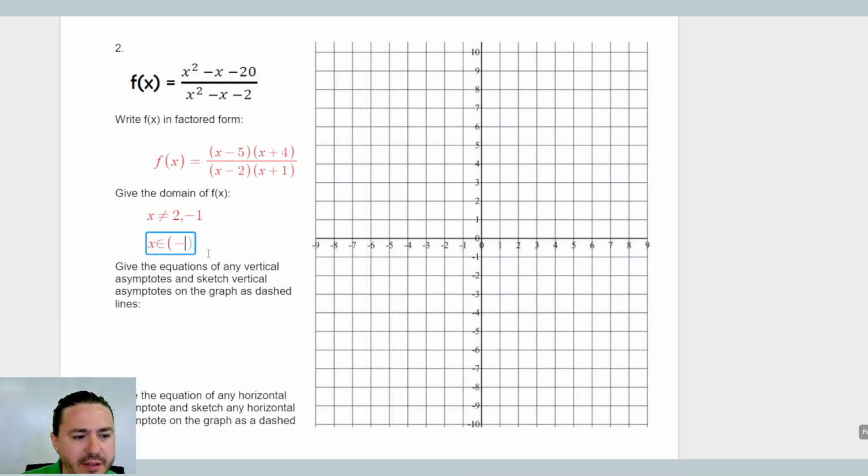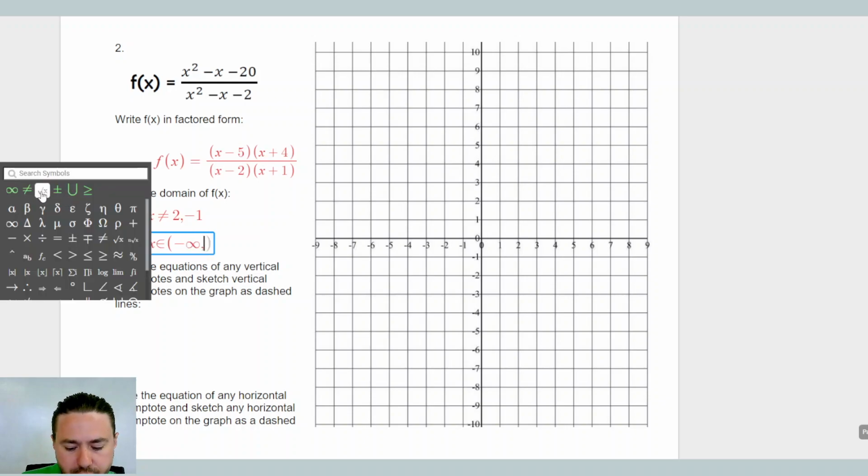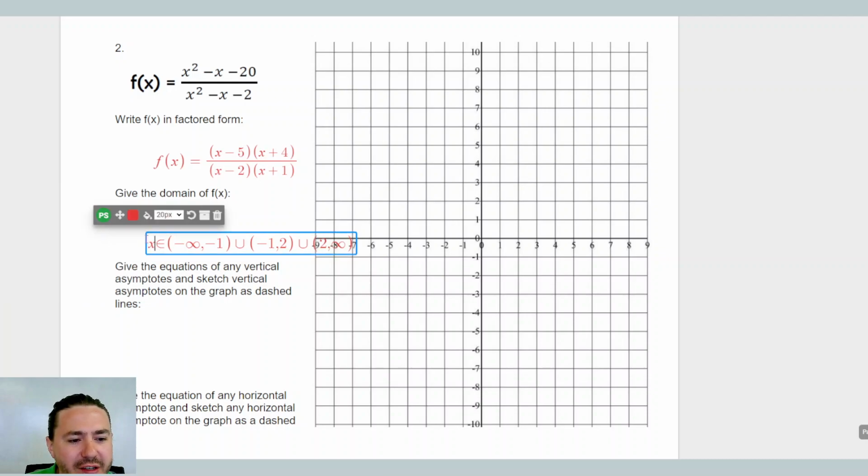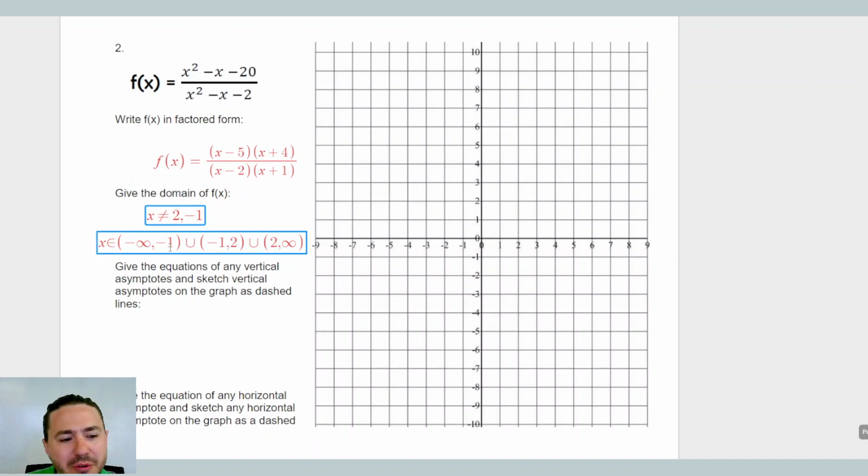And then we'd say negative infinity to -1 union -1 to 2 union 2 to infinity. So you can see pretty clearly that the inequality way of writing this domain is going to be a much simpler way to write this.